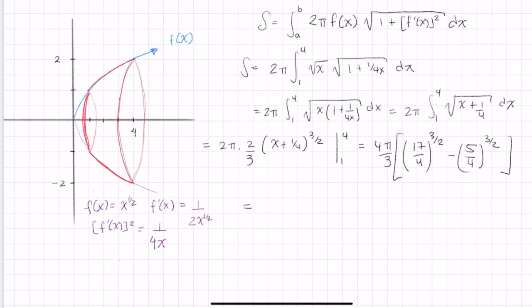Now, a little bit of algebra that I'm not showing here. This will work out to be pi times 17 root 17 minus 5 root 5 all over 6. And this is units squared. A calculator approximation gives us about 30.85. And again, units, which we don't know what they are, so I'm just writing units squared.